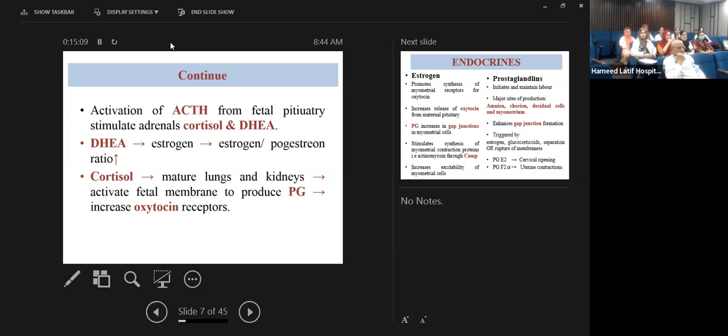When at the end stage of labor, there are changes in the hypothalamic pituitary adrenal axis of the fetus, it causes activation of adrenocorticotropic hormone from the fetal pituitary that stimulates the adrenals to produce cortisol and dehydroepiandrosterone. DHEA is converted into estrogen, that is estriol and estradiol, which increases the estrogen progesterone ratio and increases the oxytocin receptors on the myometrium. Cortisol causes maturation of lungs and kidneys. The mature lungs and kidneys activate the fetal membrane to produce prostaglandin that increases the oxytocin receptors on the myometrial cells.